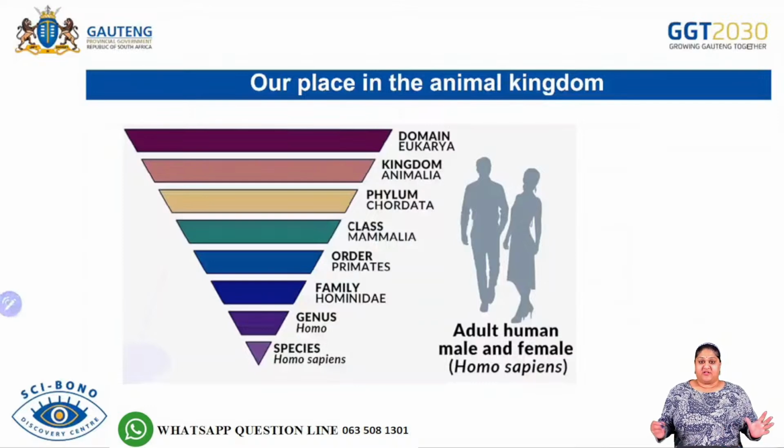So we have this big domain called the Eukarya. Then under that we have the kingdom called Animalia. Under that we have the phylum, and we are phylum Chordata. Under that we have the class. Then we have the order, which is primates. The family, which is Hominidae. Then we have the genus, which is Homo, and we have the species, which is Homo sapiens. Okay, so that's where we fit in this animal kingdom. So you can already see that there's a broader umbrella which we all fit under.